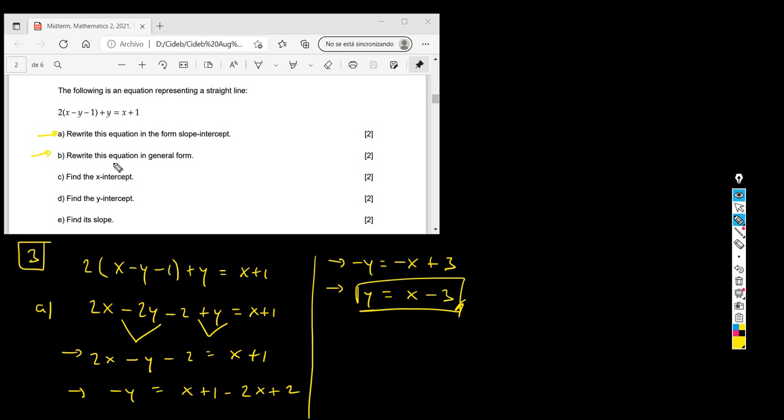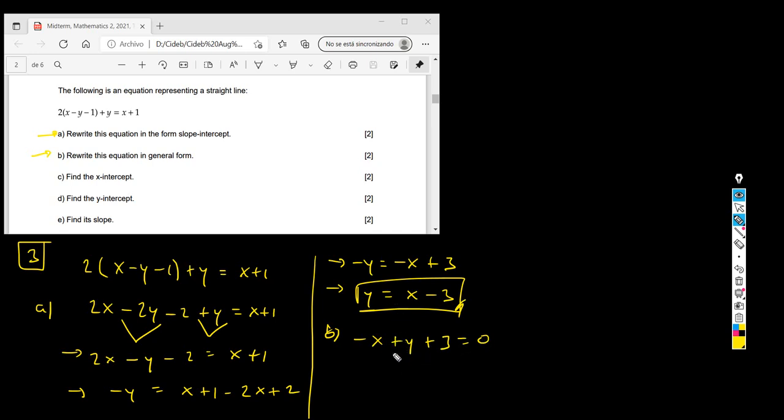B. Rewrite this equation in general form. All I need to do is use these guys and basically just bring everything to the other side. That's it. It's going to be minus x plus y plus 3 equals 0. That's it. That's all you had to do.